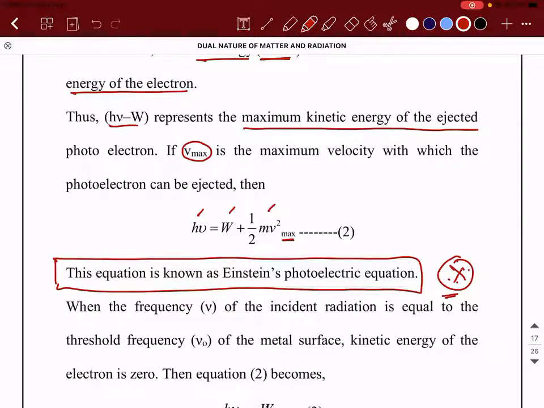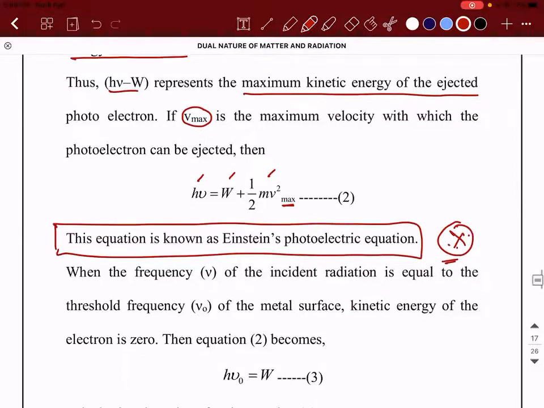Now, this frequency is there, right? When the frequency of the incident radiation is equal to the threshold frequency of the metal surface, then the kinetic energy of the electron is zero. At that point, what will happen? h into nu naught will be equal to the work function. So that is why we say work function is equal to h into nu naught.